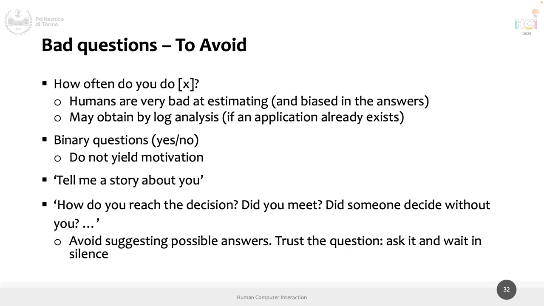How did you reach a decision? Did you meet? Did someone decide without you, etc.? These are bad questions because you are suggesting answers. You are suggesting that they met. You are suggesting that someone decided without them. If you don't know whether they reached a decision, you are suggesting that they reached a decision. So avoid providing answers in a question. And notice how many surveys actually do this, and they do it wrongly. Don't suggest answers in the questions. Ask what you want to know, and then trust the response, and then again, follow up on that if you want.